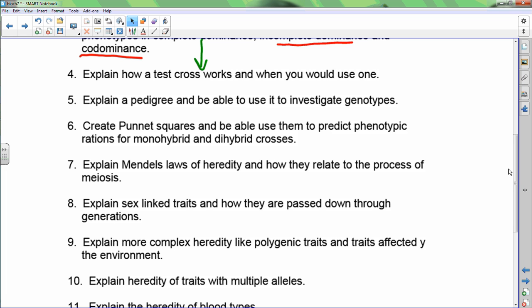But the point is, test crosses only work really well if you have organisms that reproduce quickly and or reproduce a lot at a time. You can have a lot of offspring at once. So plants that produce lots of seeds, that's not bad, as long as it doesn't take forever to make those seeds. Okay.